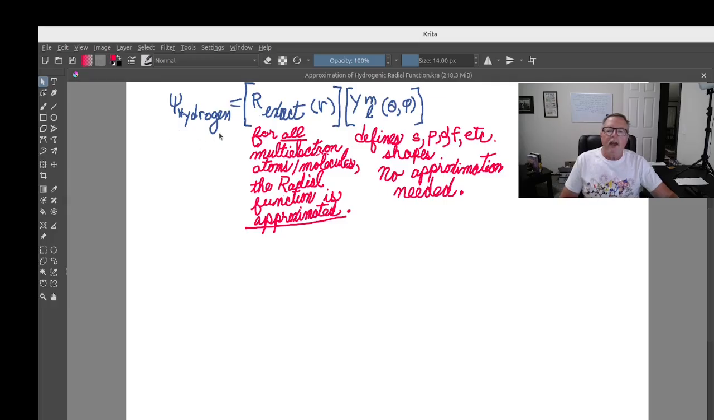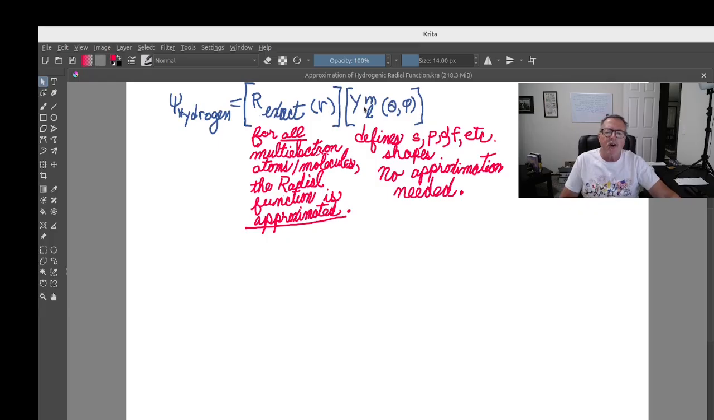There's one atom that we can figure out the exact solution for. That's hydrogen. Well, in a way that kind of makes sense because there's only one electron and one proton, so there's not a lot that we have to figure out. This can be broken into the angular part, which involves theta and phi.